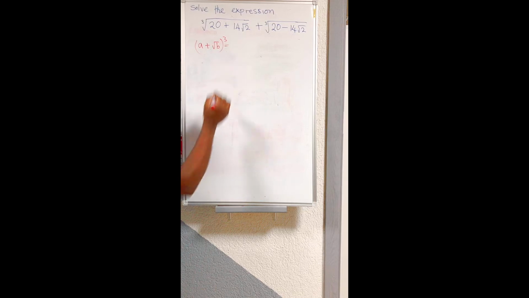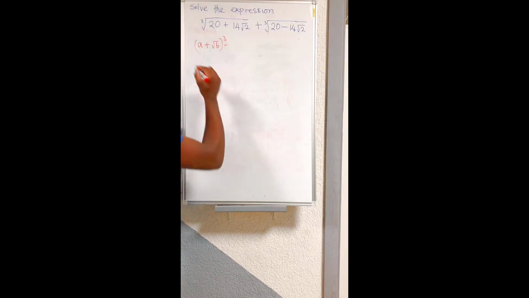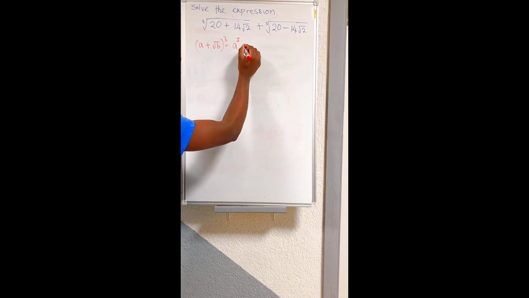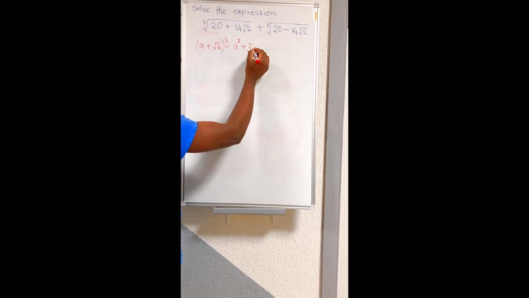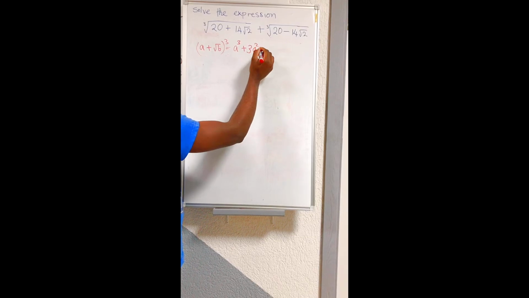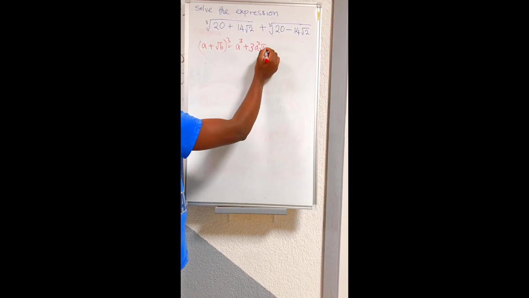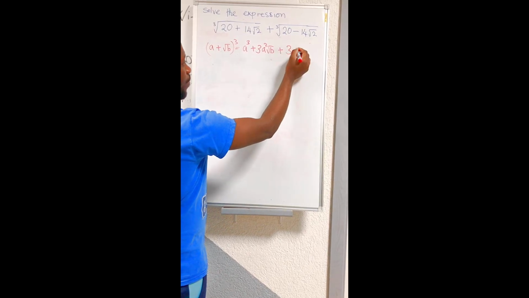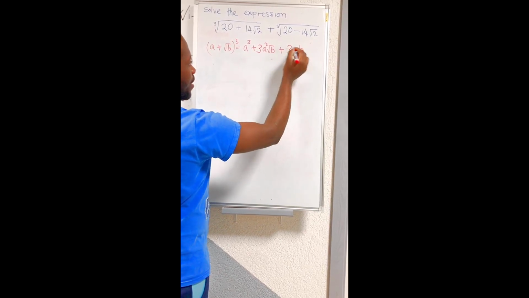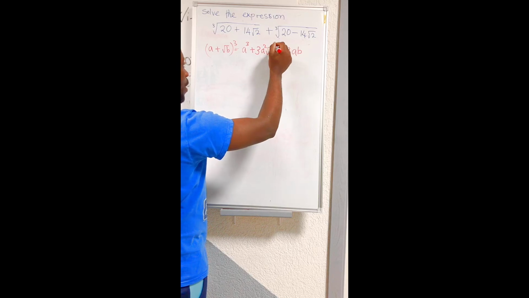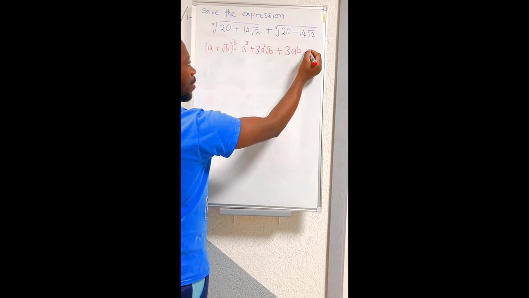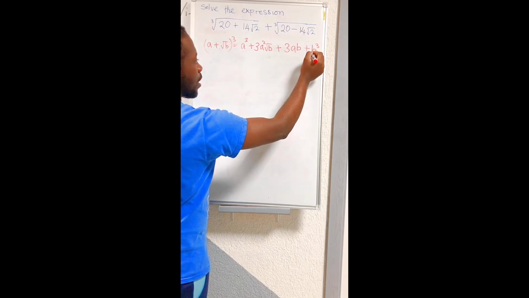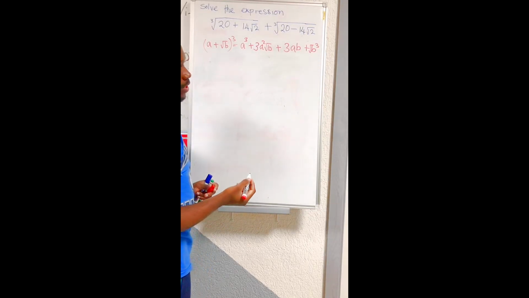So if you expand this, according to Pascal's triangle, we know that what you have here will be a cubed, then plus 3a squared root of b, then you have plus 3ab, since this time around the square root will be squared, so it will be b, plus b cubed. I mean square root of b cubed.